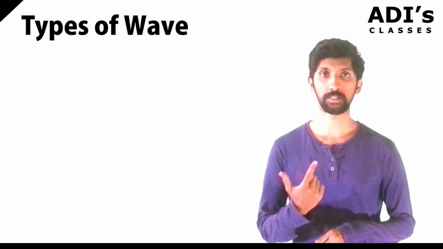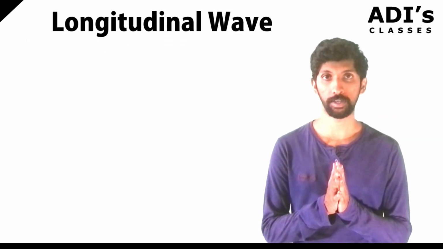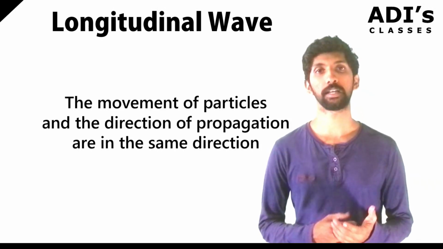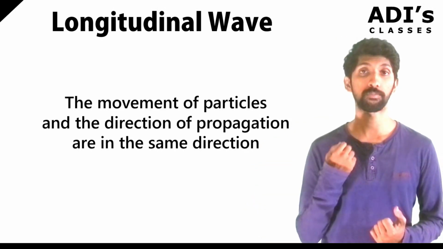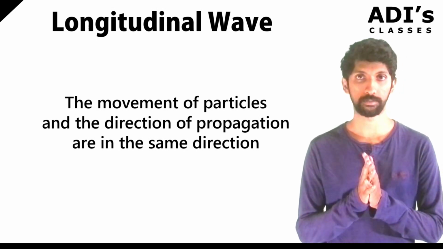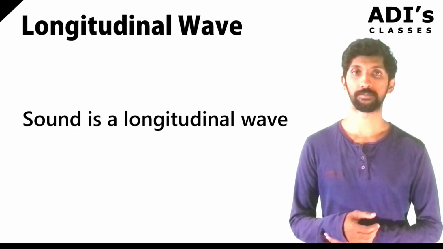Now, whenever we look at waves, there are two types of waves. One is a longitudinal wave, one is a transverse wave. When we talk about a wave being a longitudinal wave, how we describe that is the movement of particles and the direction of propagation, they're in the same direction. Like sound is a longitudinal wave.